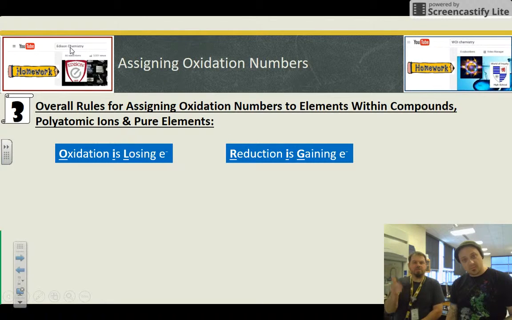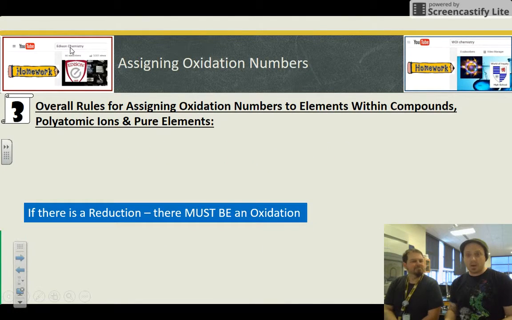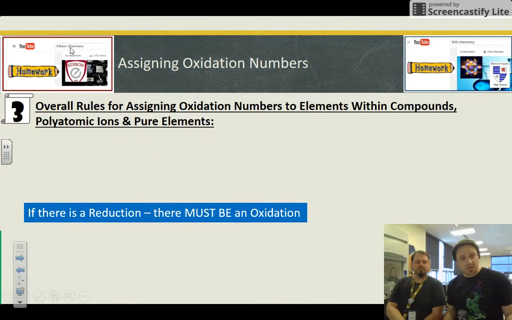Oxidation is losing electrons. Reduction is gaining electrons. Notice I threw that electron in there. So that's the basic mnemonic for remembering what oxidation and reduction are. Now, remember, we've been saying this over and over: if there's a reduction, there also must be an oxidation. Simple enough. You've got to find them both.